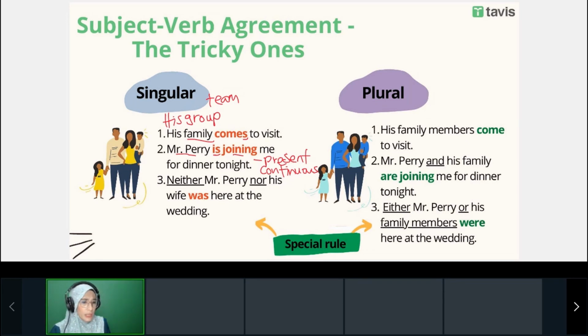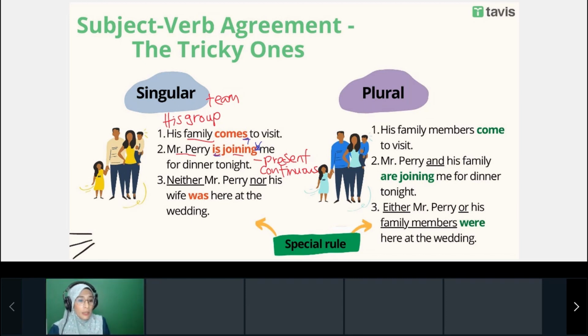Again, can you see? It's S as well. Here is S, here is also another S. So no need for you to have Mr. Perry is joining. What if, teacher, I only want to have join? Yes, you can have join, but make sure you add s to the end of the word join. So it will be Mr. Perry joins. But this is just to differentiate the different tenses that I have for you.